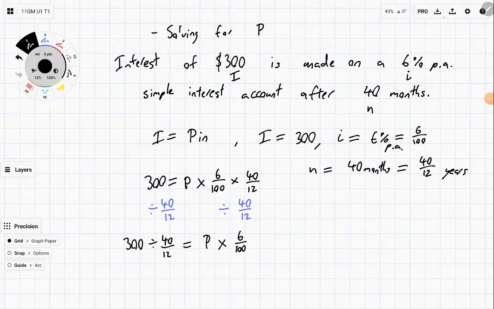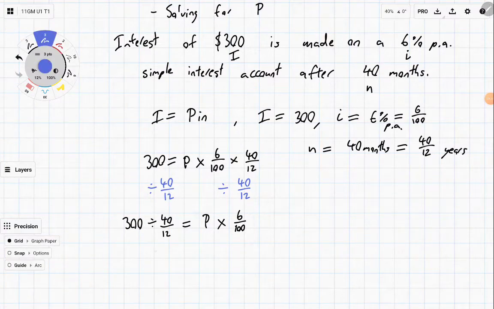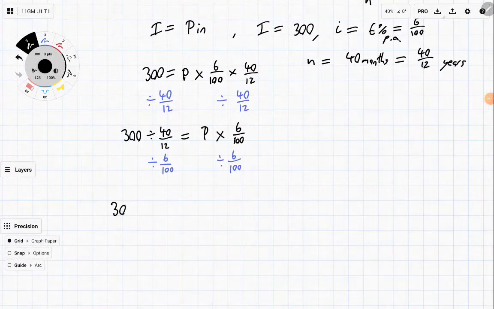And once again, same thing here. I'm going to divide again by this fraction. Opposite of times is divide. So instead of times 6 over 100, divide by 6 over 100. And now I'm going to be left with a pretty big monstrosity on the left-hand side. 300 divided by 40 over 12 divided by 6 over 100 is equal to p.